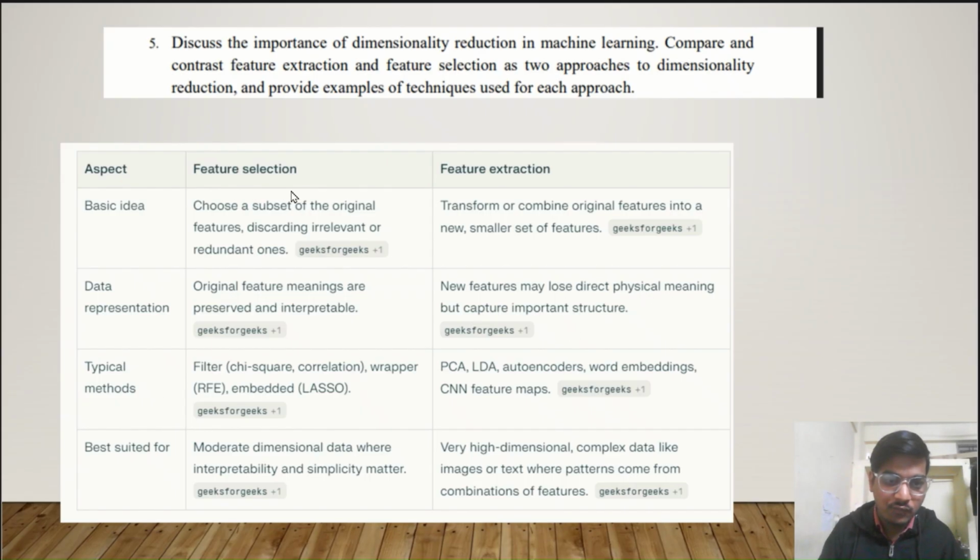The typical methods of feature selection include filter methods like chi-square and correlation, wrapper methods like RFE, and embedded methods like lasso. Whereas feature extraction typical methods include PCA, LDA, autoencoders, word embeddings, CNN feature maps, etc. Feature selection is best suited for moderate dimensional data where interpretability and simplicity matter, whereas feature extraction is best suited for very high dimensional complex data like images or text where patterns come from combinations of features.